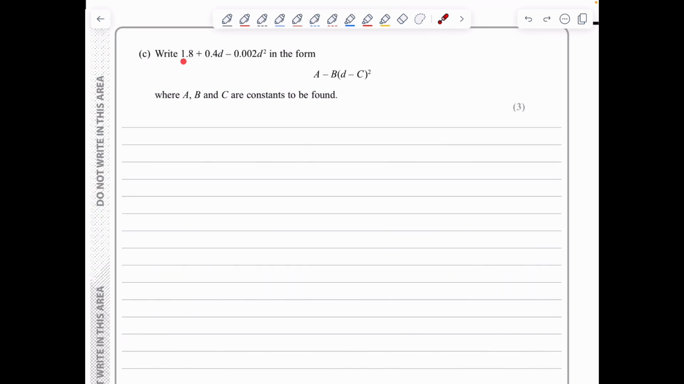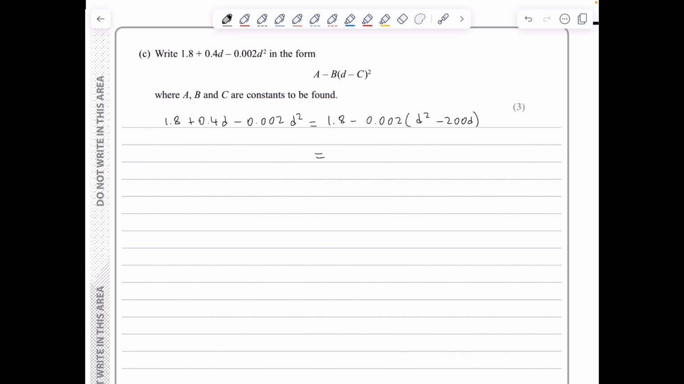In C, we are asked to put the expression for capital H in this form, so we need to complete the square. So starting with 1.8 plus 0.4d minus 0.002d squared, the first thing I will do is take out the minus 0.002, so I'm going to write this as 1.8 minus 0.002 times d squared minus 200d. So I want the coefficient of d squared to be exactly 1, so I can proceed with completing the square.